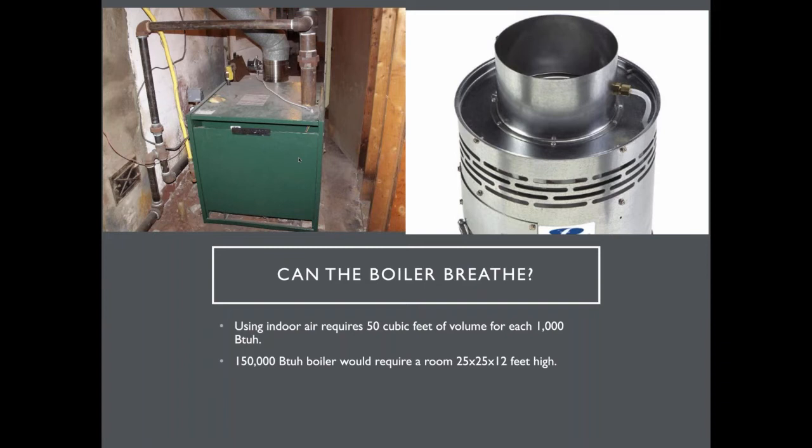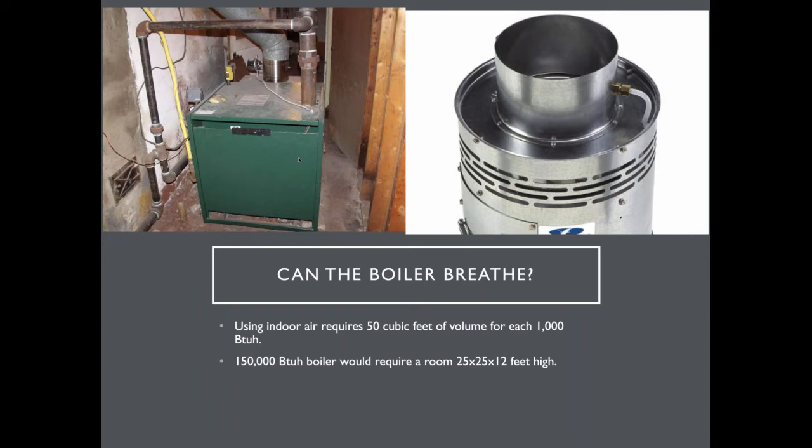The International Fuel Gas Code says the indoor air requires 50 cubic feet of volume for each 1,000 BTU input. So if this is a 150,000 BTU boiler, we would need a boiler room 25 by 25 by 12 feet. Well, you kind of lost the whole idea of your man cave. It becomes a boiler cave then.